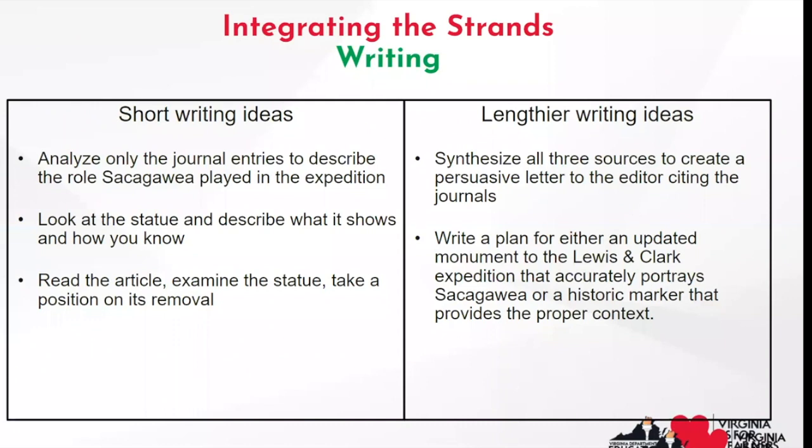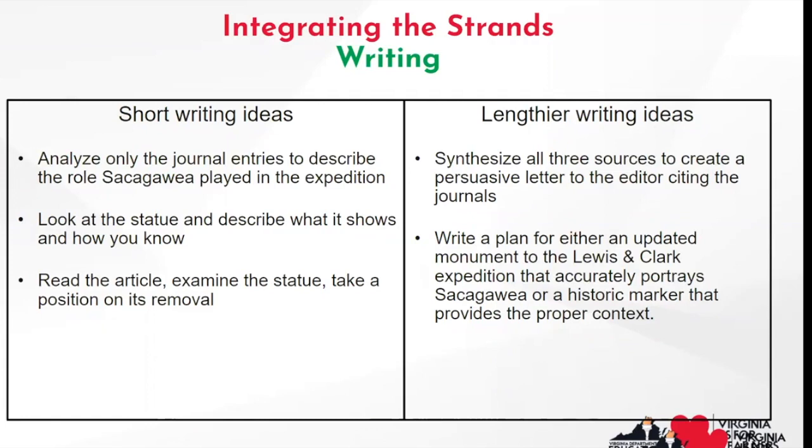Then we can build in that writing piece. So notice here in these different examples that we start with something kind of short. So analyze the journal entry to describe the role Sacagawea played in the expedition. So this might be an activity for our students who are not quite at the level where they can compare two texts, but they're still working on that comprehension piece, and they're describing really what the main idea or the topic is from those journals. They're still looking at one text, but notice we're still analyzing, and so that's key, and we're reflecting through writing.